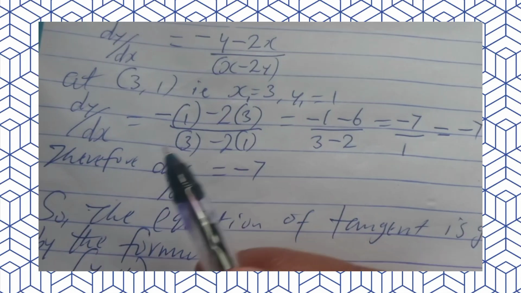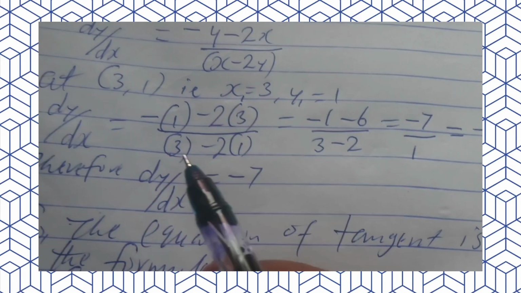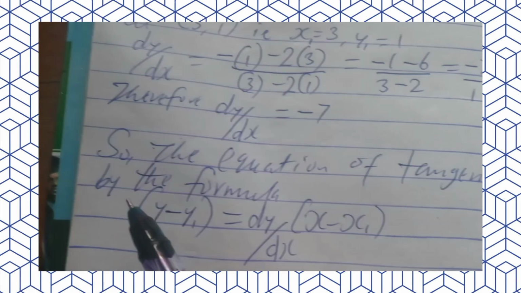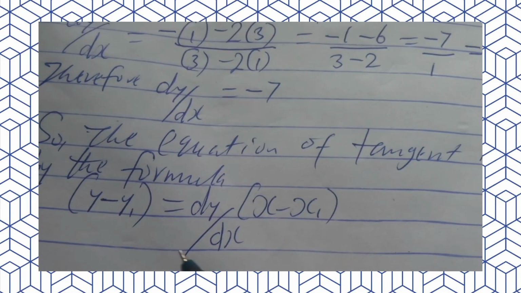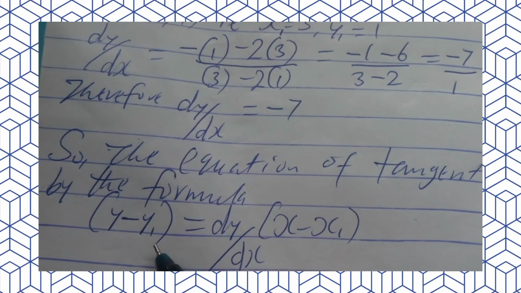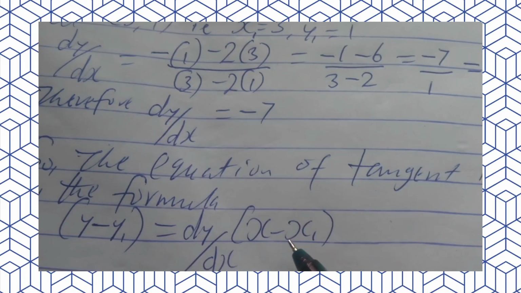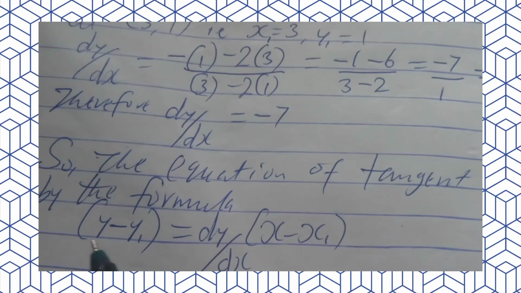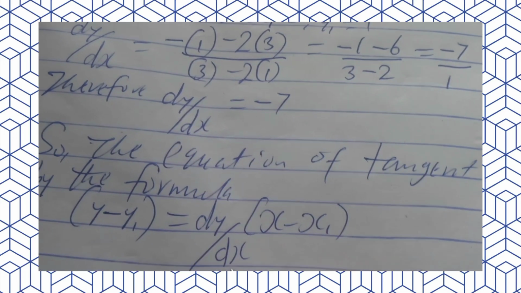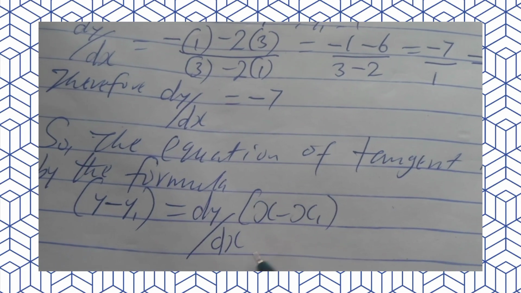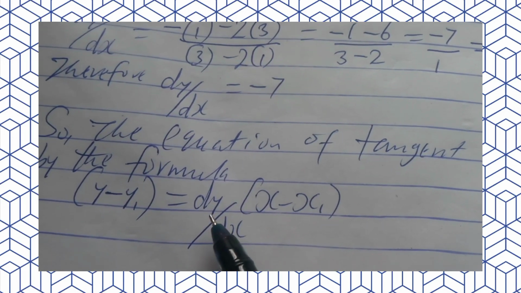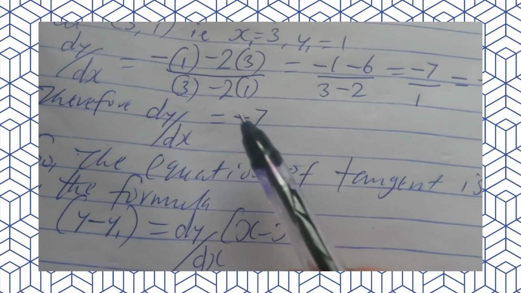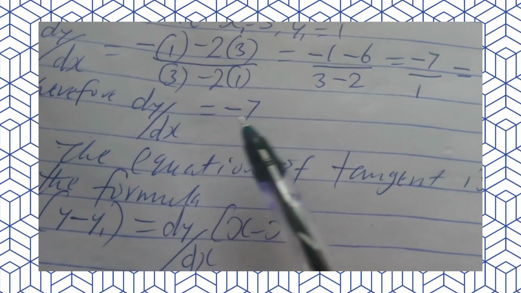We are already getting the value of our gradient here, so we substitute it into the equation of the tangent and the normal to the curve. The equation of the tangent is given by the formula: y minus y1 equals dy/dx times x minus x1. Don't forget it. Anywhere we see this dy/dx, we substitute minus 7, because our dy/dx found after differentiating implicitly is minus 7.